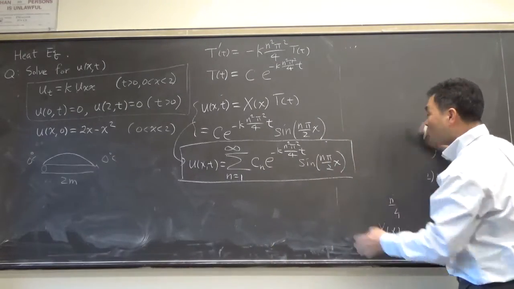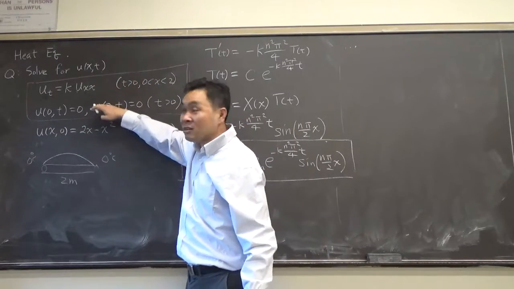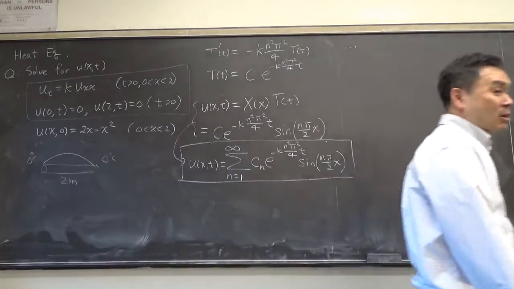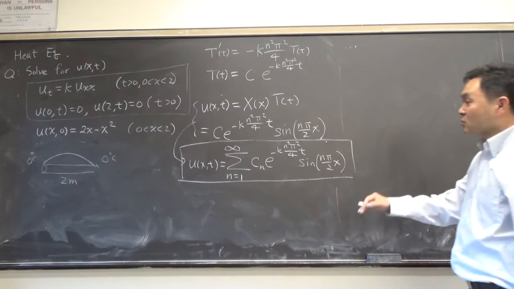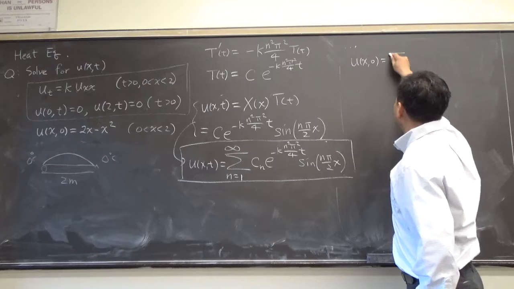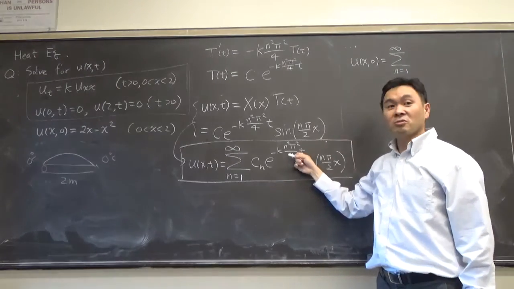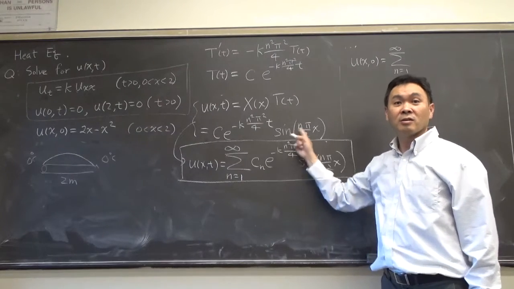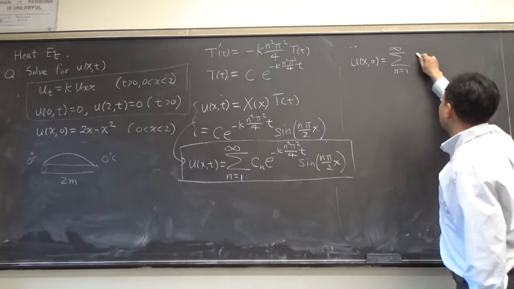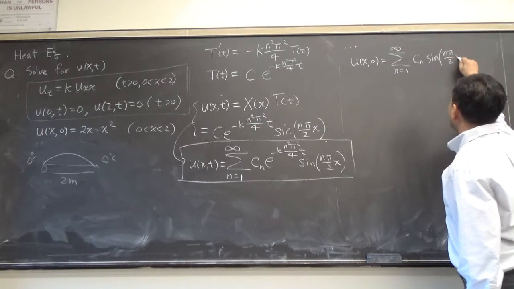So we found all the possible solutions of the heat equation and the given boundary conditions. Now we have to figure out what satisfies the initial conditions. So let's try to plug in u(x,0) here. If you plug in 0 for t, what do you get here? e to the 0th power, that's 1, right? So this simplifies to just Cn sine(n pi over 2 x).